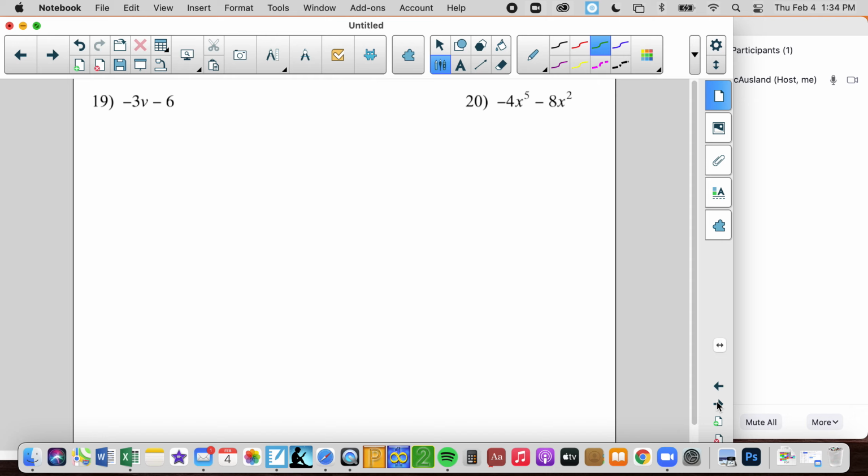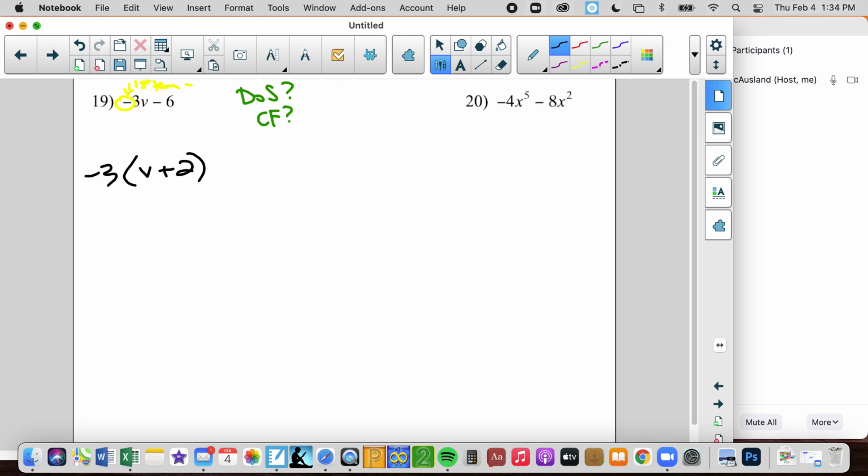All right, 2 terms, subtraction. However, both not perfect squares. So no difference of squares. Is there a common factor? Yes, in fact, not only do I have a common factor, but my first term is negative. So when my first term is negative, I have to factor out a negative. So I'm going to factor out a negative 3. So that leaves me with v plus 2.